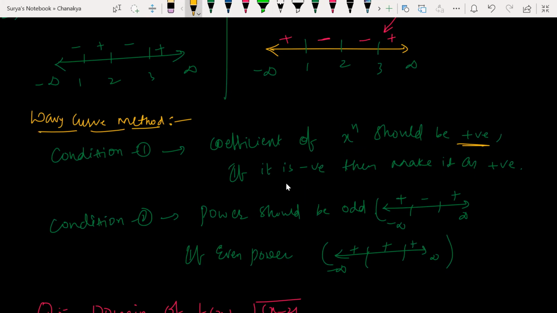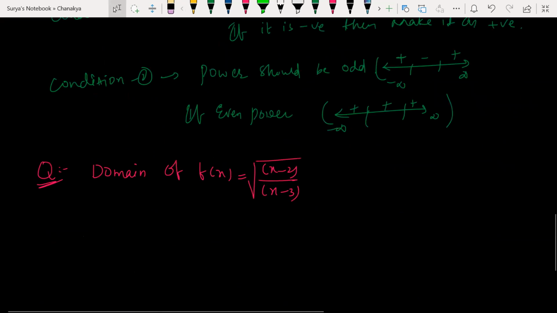Condition number 2 is what? The power should be odd, like x minus 1, x minus 2. Look at this here. Power is odd, odd, odd, everywhere the power is odd. So I can apply the Wavy-Curve method. If the power is even, what will happen? The symbol will not change. If it is plus, then further also it will be plus. If it is minus, further also it will be minus. Okay. So if the power is odd and the coefficient of x to the power of n is positive, then from the right hand side you start with a plus symbol.